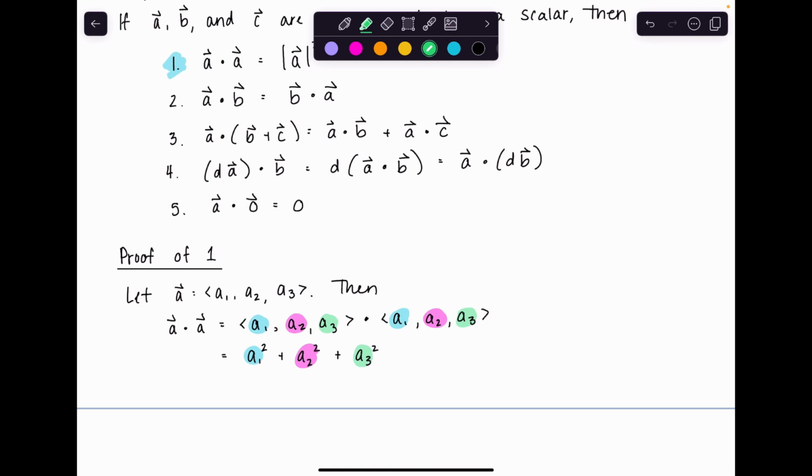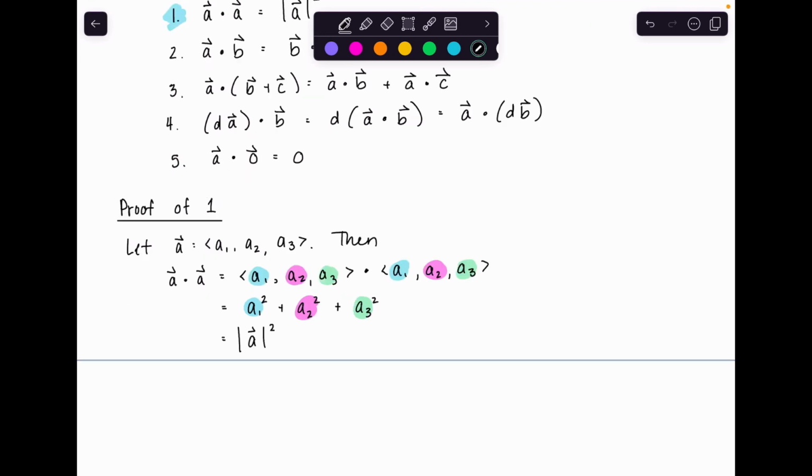And you can see this looks a lot like our magnitude formula, except it's missing the square root. So all that means is it's the magnitude squared, because we know the square and square root undo each other. So you might be thinking, what does this number do? Why is it important? Why do we need this?